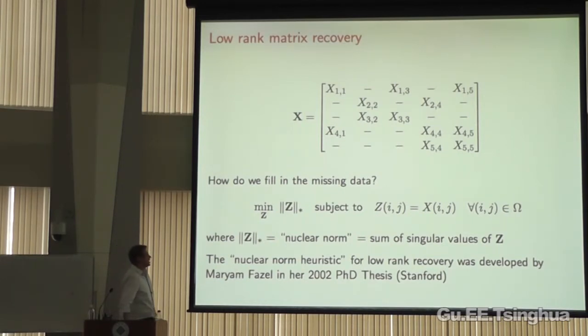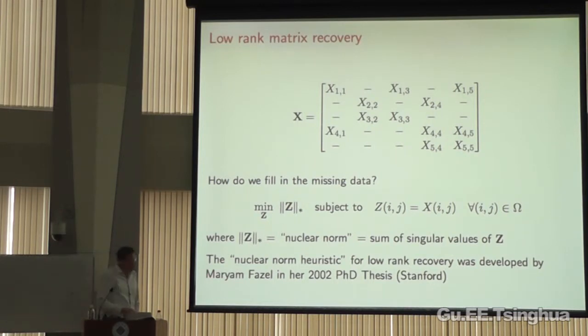This nuclear norm heuristic is much more recent than the L1 norm. Minimizing a sum of magnitudes to get something sparse back is an idea that's been around for a long time, in robust statistics and even in inverse problems. But the idea of using the nuclear norm heuristic for low rank recovery, the person mainly responsible for bringing this to the public consciousness is a woman named Maryam Fazel, who wrote about this all in her PhD thesis about 10 years ago.